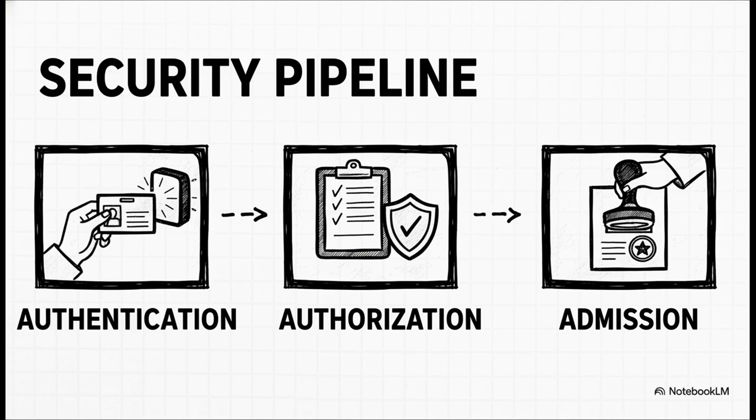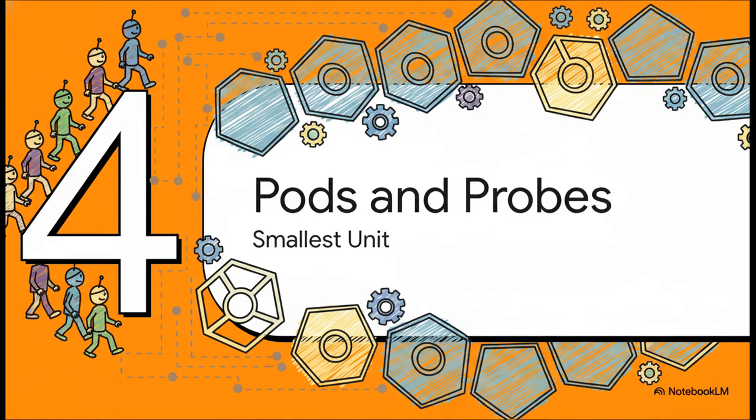If you pass that, you hit step 2, authorization. Are you actually allowed to do this? It uses role-based access control, or RBAC, to verify if you have permission to, say, delete a deployment. Finally, step 3, admission. Does this action actually meet our cluster's strict policies? Webhooks will validate or even mutate your request, like enforcing resource limits, before it ever gets saved. You absolutely must pass all 3. No exceptions.